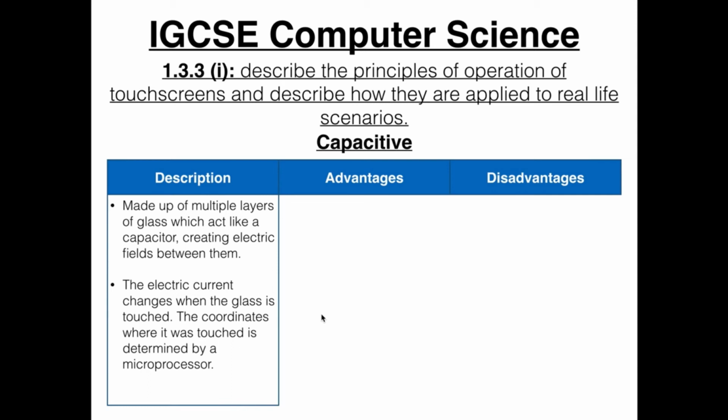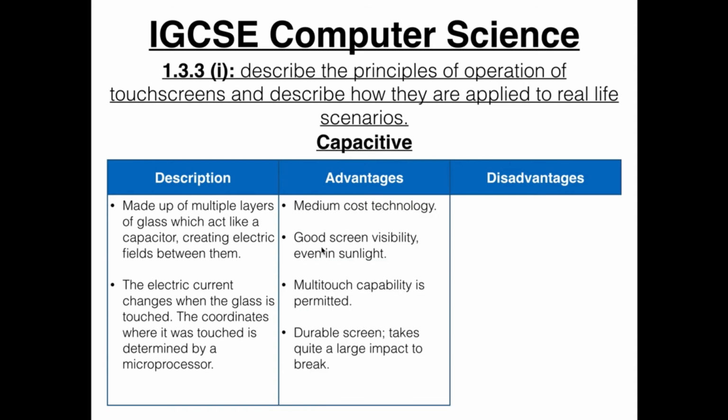The advantages of capacitive devices are medium cost and good screen visibility in sunlight. There's a multi-touch feature. You may notice that on some of your smartphones you can multi-touch. And the screen is quite durable. It takes quite a large impact to break, but don't try it because I have friends who have broken screens.